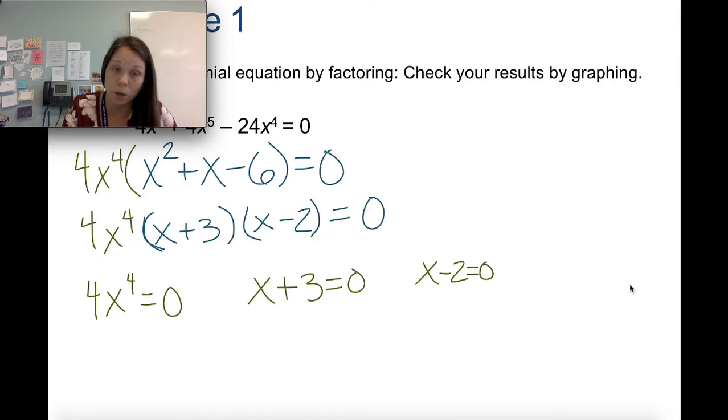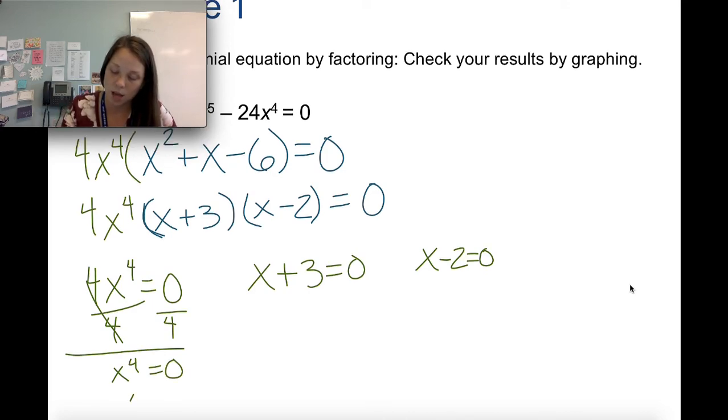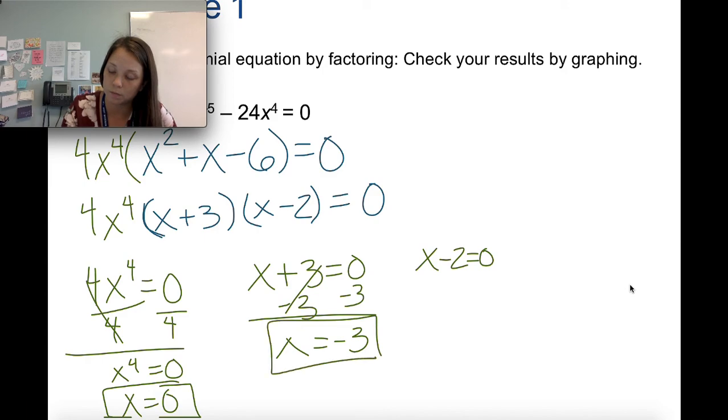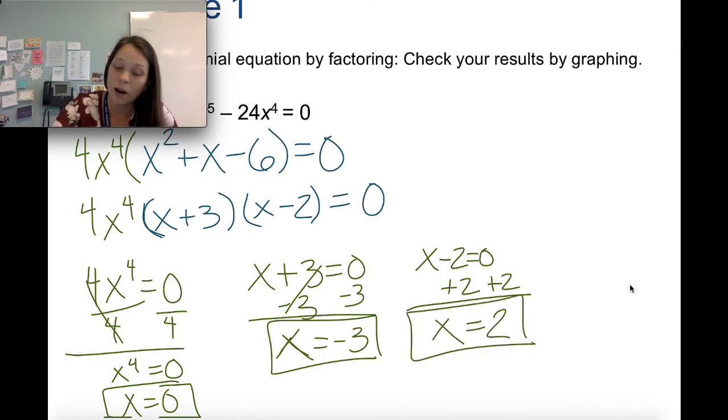Solving for x on the first one, we have 4 times a number equals 0, so the only option that number can be is 0. Math-wise, though, if you want to see the reason behind it, we would divide by 4 and get x to the 4th equals 0. So that means x equals 0. For x plus 3 equals 0, we would subtract 3. So x equals negative 3. For x minus 2 equals 0, we would add 2. So x equals 2.